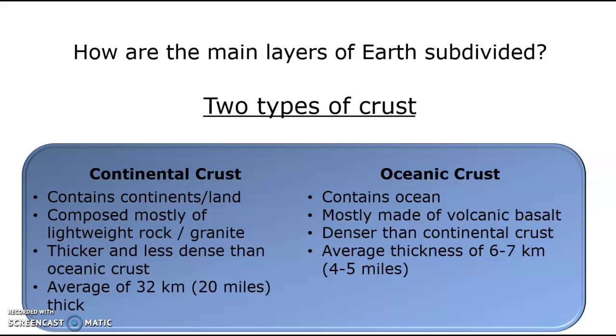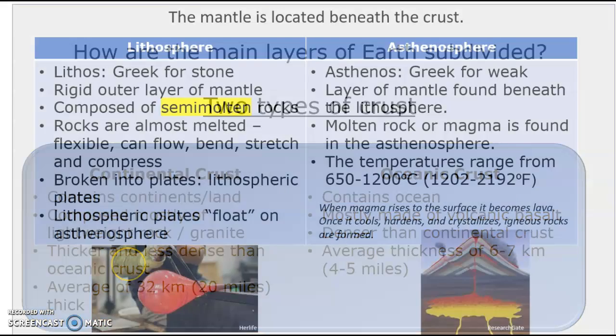It's thicker and less dense than oceanic crust. The average thickness of continental crust is about 20 miles thick. Oceanic crust contains the ocean. It's mostly made of volcanic basalt. It's denser than the continental crust, and the average thickness is 4 to 5 miles thick. So if a scientist is going to get a core sample of the Earth or try to drill down into the mantle, this is a great place to do it.